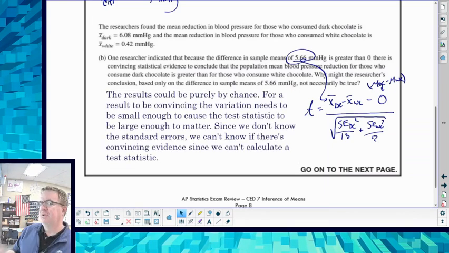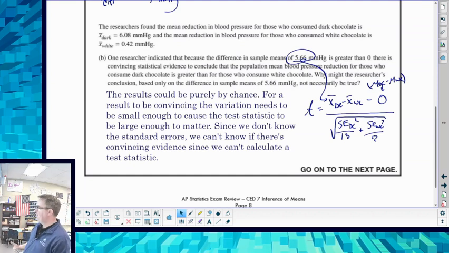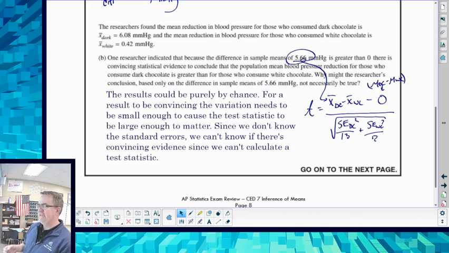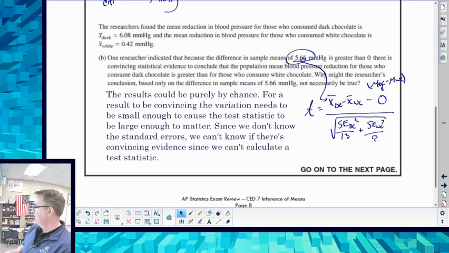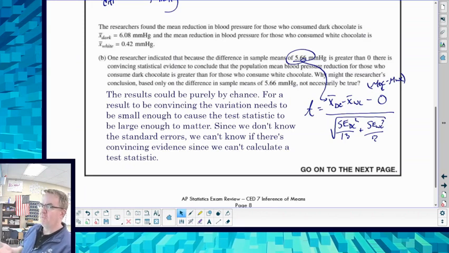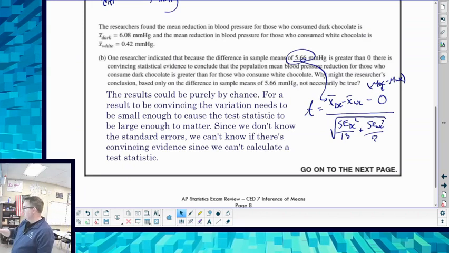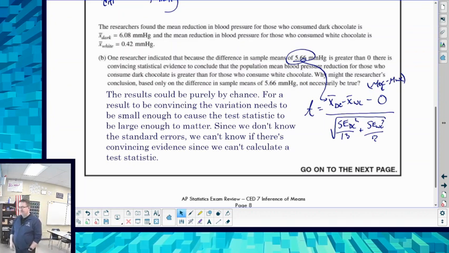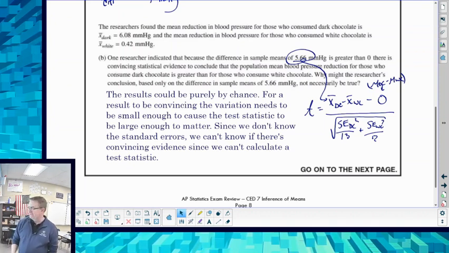So I would say something along the lines of this. The results could be purely by chance because for a result to be convincing, the variation needs to be small enough to cause the test statistic to be large enough to matter, which is probably more than I need to say, but it kind of works. So since we don't know the standard errors, we can't know if there's convincing evidence since we can't calculate out the test statistic.